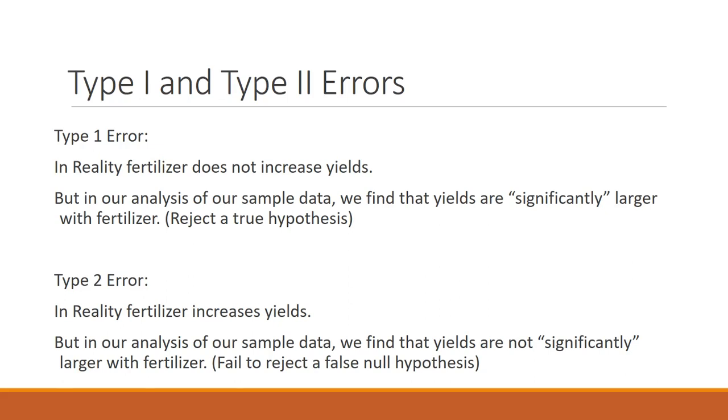This is type 2 error. This is also bad. We don't like this either. We don't want to discover that our research says that fertilizer or whatever doesn't impact yields, and then no one goes and invests in it because they think it doesn't work, when in reality, it could have worked. So we don't like type 1 error, and we don't like type 2 error.